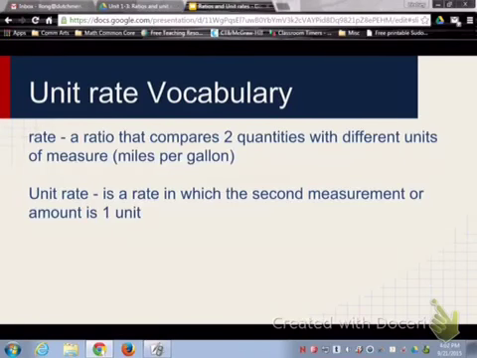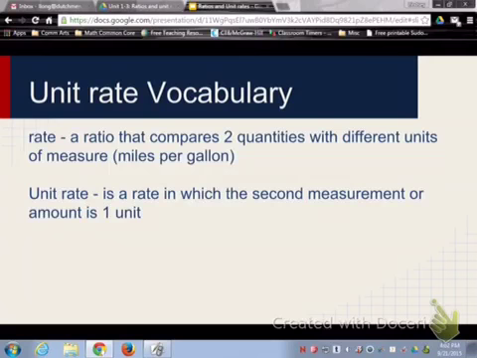Next, we're going to talk about unit rate. A couple vocab words that we need to talk about though. Rate. A rate is a ratio that compares two quantities with different units of measure. So for example, we would have the units of measure for miles and the units of measure for gallons, and we're comparing those. So that would be miles per gallon. A unit rate is a rate in which the second measurement or amount is 1 unit.